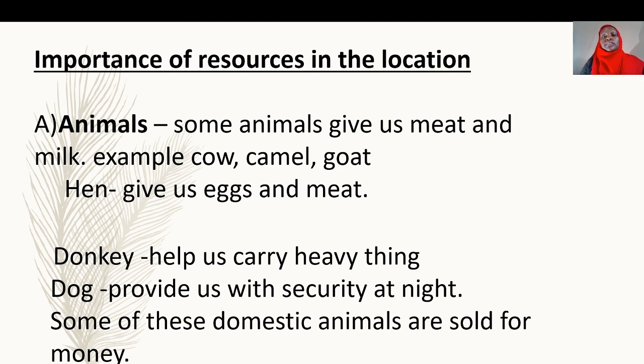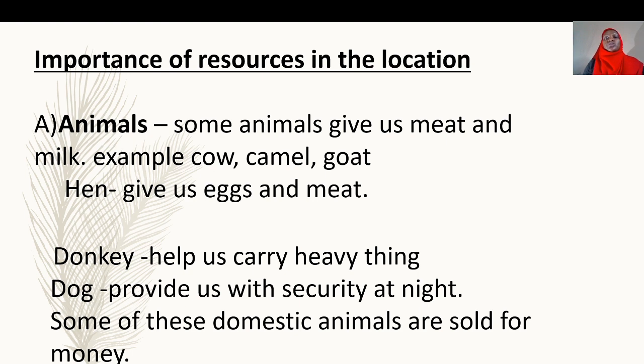Now, first, let's remind ourselves what we did last time in social studies. We talked about resources in our location, and we said a resource is something you need and use every day. For example, we have crops, animals, fish, rivers, and honey. These are some of the resources we find in our location. These are the things we need and use every day.